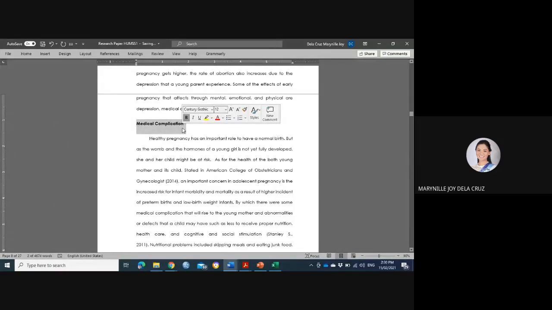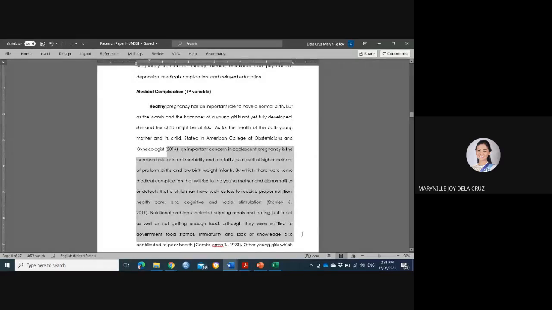Another one is this one, the first variable, focusing on health. So this is your first variable. Discuss what it is. You're going to discuss everything related to health about teenage pregnancy. So meaning, what focuses on health related to teenage pregnancy is the medical complication. So that's why it became your first variable. Everything that focuses on the health of those who experience teenage pregnancy. So as you can see, they define, they explain, and they describe everything about health complication or medical complication about teenage pregnancy.